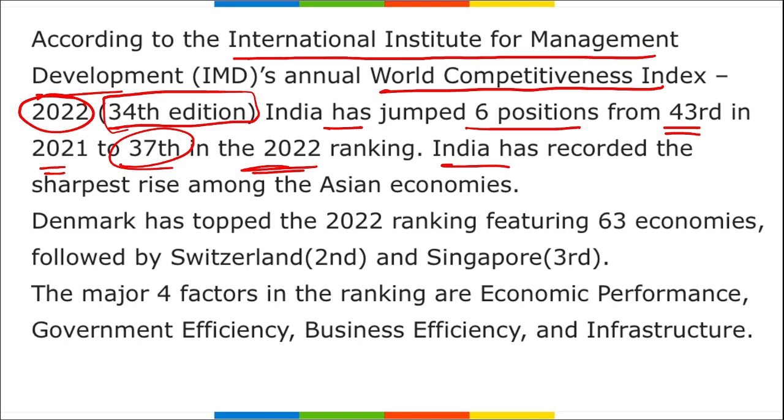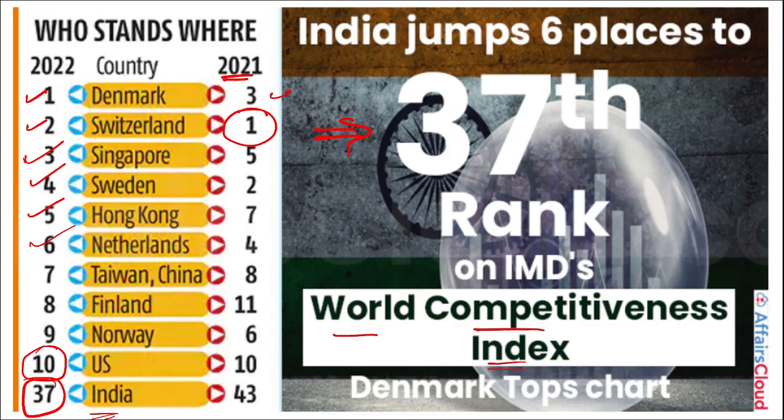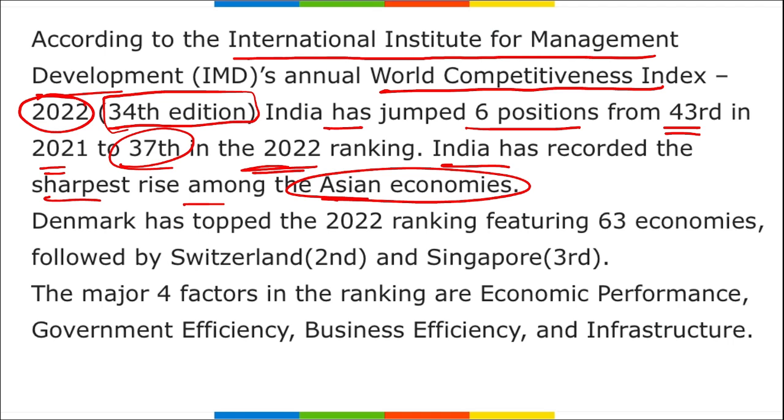Alright, India has recorded one of the sharpest rises among the Asian economies. Also here you can see that Denmark, which was ranked third in 2021, was ranked first in this particular World Competitiveness Index released by IMD.